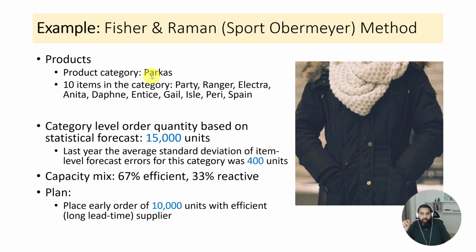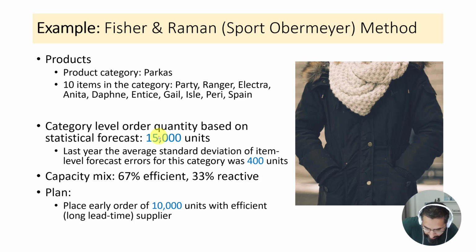So we don't have an exact copy of these parkas from last year to use historical data at the item level. But for the category, we have data on how women's parkas sell. Based on category level data, we do a statistical forecast, and we realize that we are going to sell 15,000 parkas this season.